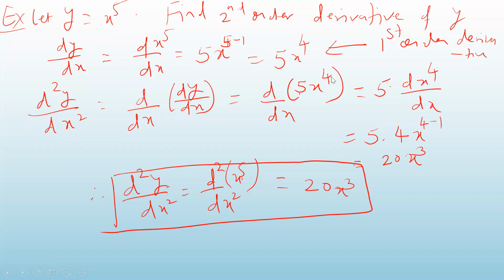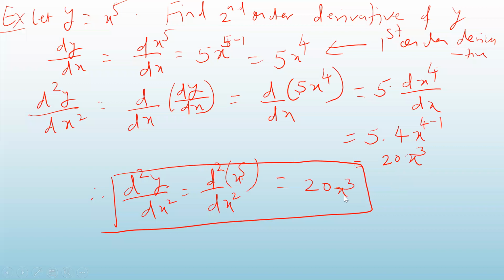So derivative of 5x raised to 4. 5 is a constant. It will be taken out. And derivative of x raised to 4 is 4 into x raised to 4 minus 1. That will give you 5 into 4 is 20. And x raised to 4 minus 1 is x cubed, x raised to power 3. So the second order derivative of y, the answer is 20x cubed.